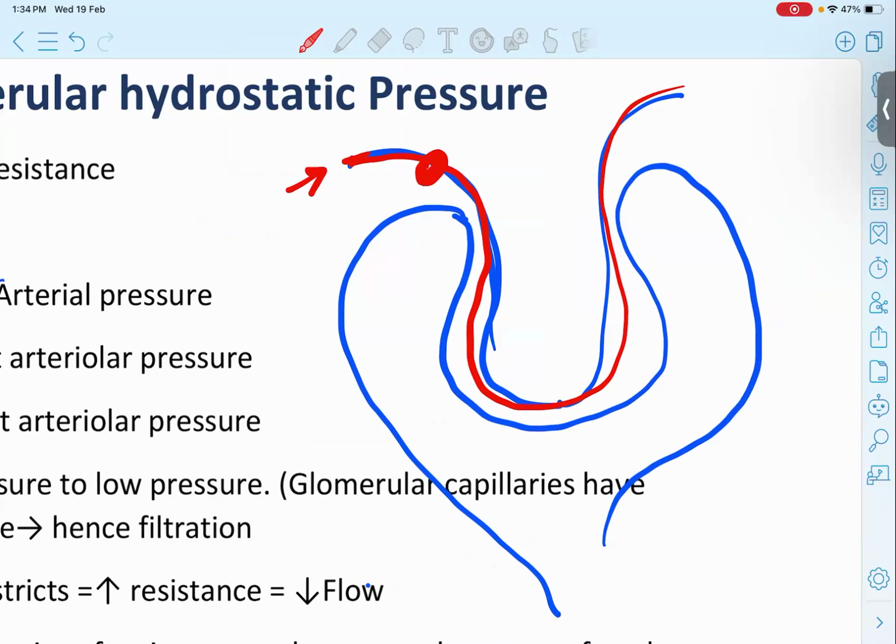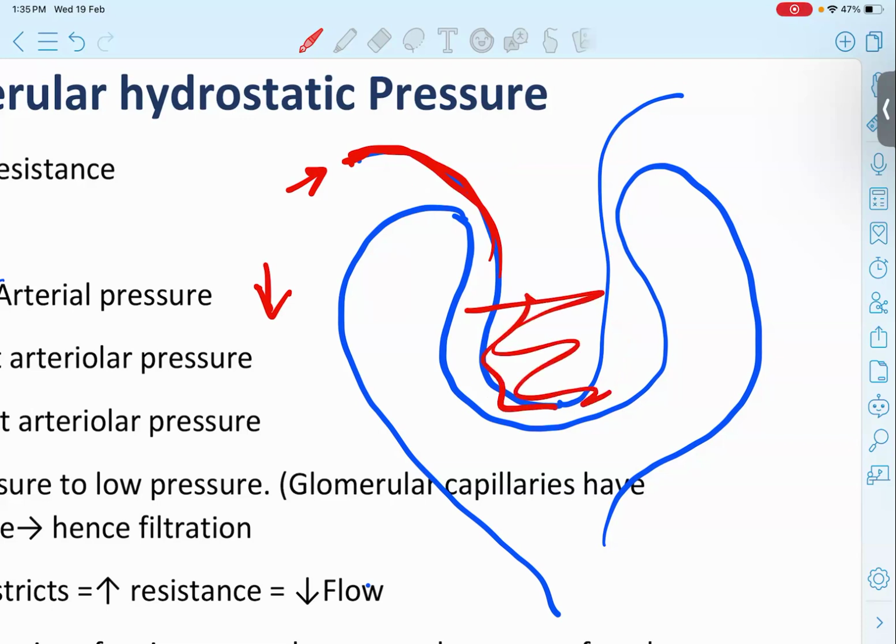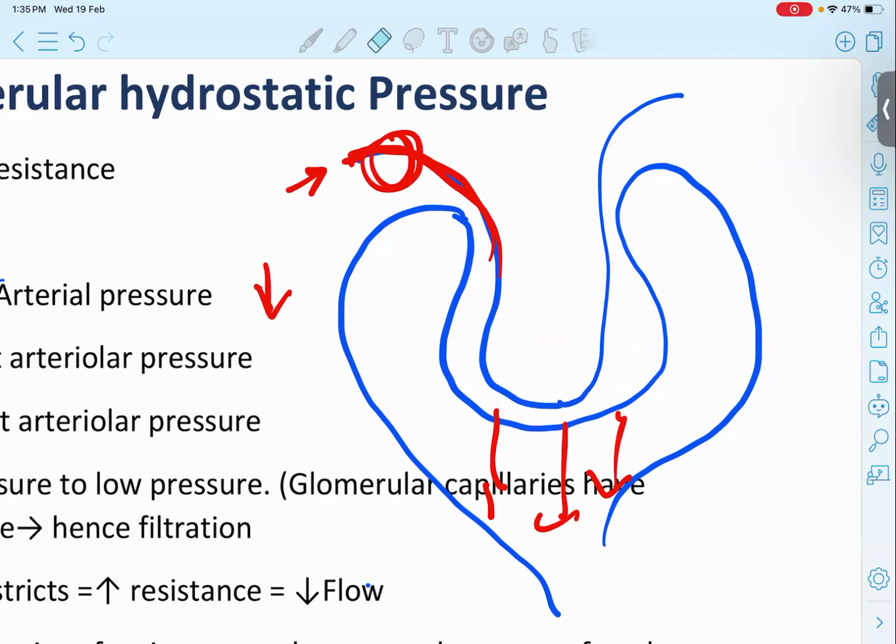If there is an obstruction or vasoconstriction in the afferent arteriole, definitely filtration will drop because blood cannot pass. Blood has to reach into this capillary network, and then there is going to be filtration through this way, right? But if there is a vasoconstriction right here, blood cannot even pass in the first place. So filtration is going to drop.